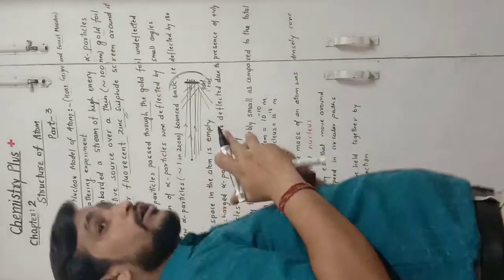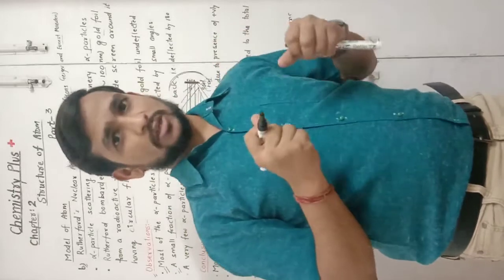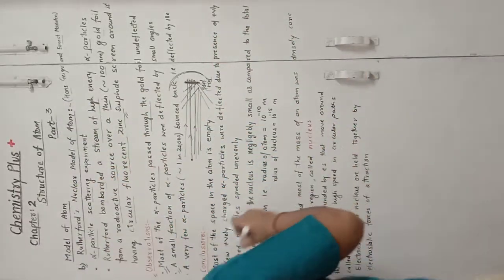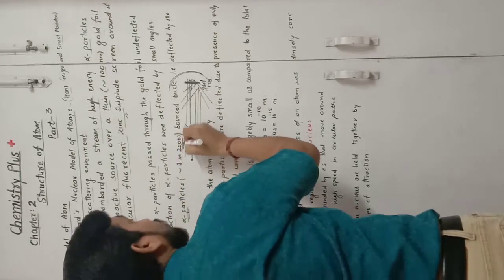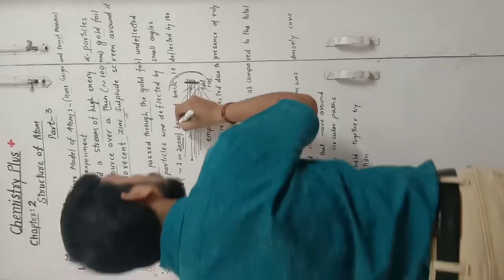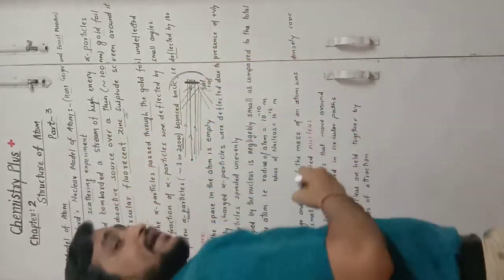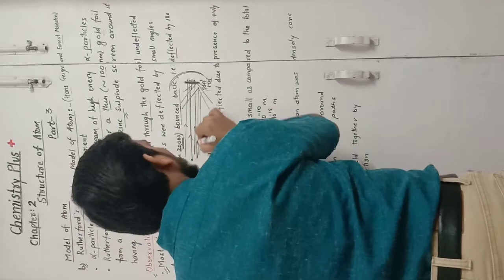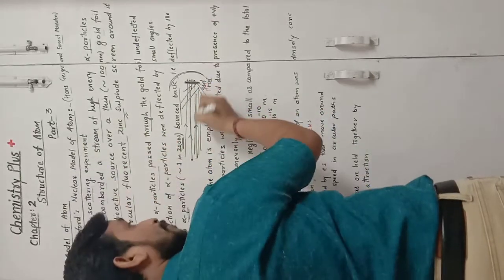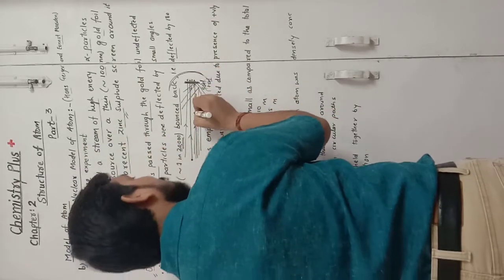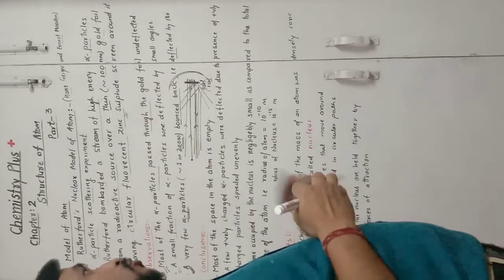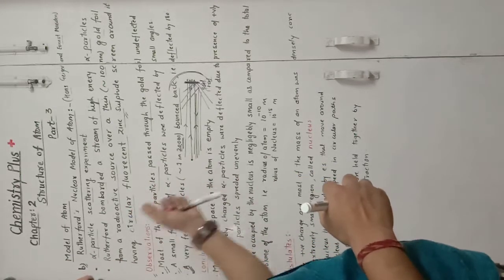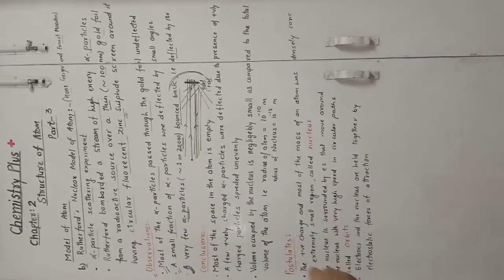But the third one is the amazing, unexpected observation: a very few alpha particles, about one particle out of every 20,000 particles, bounce back, that is, they are deflected by 180 degrees. Which means that out of every 20,000 particles, one particle after striking the gold foil bounces back along the same path. This is the very amazing observation made by Rutherford. So this decides another property of this model of atom.